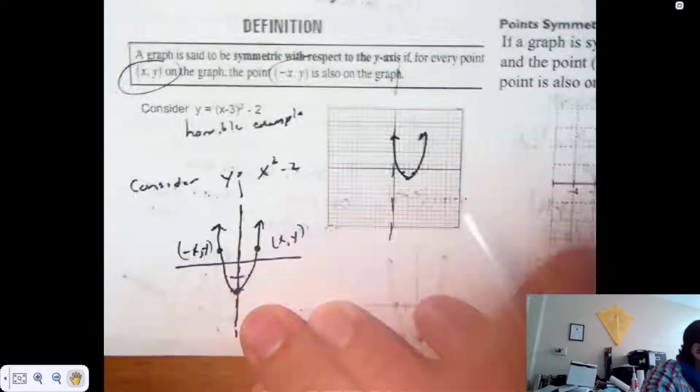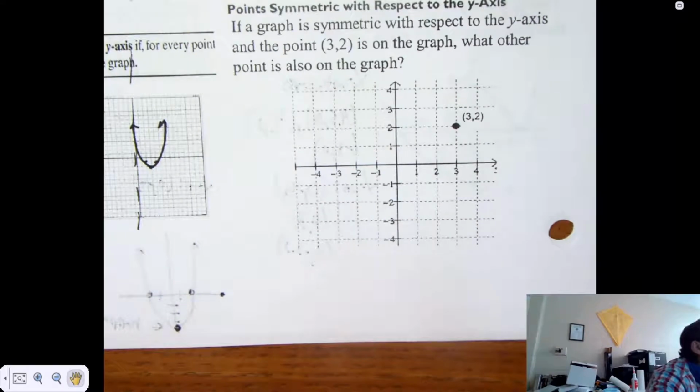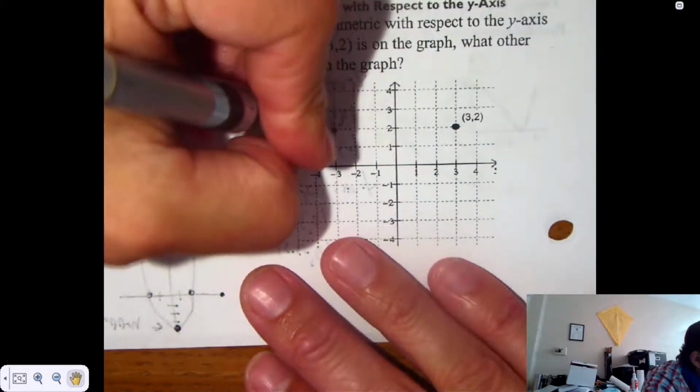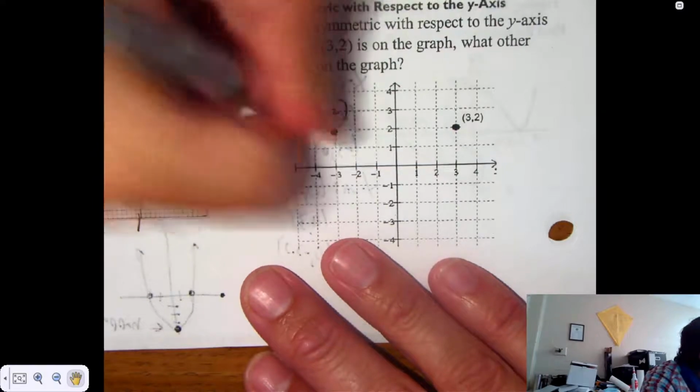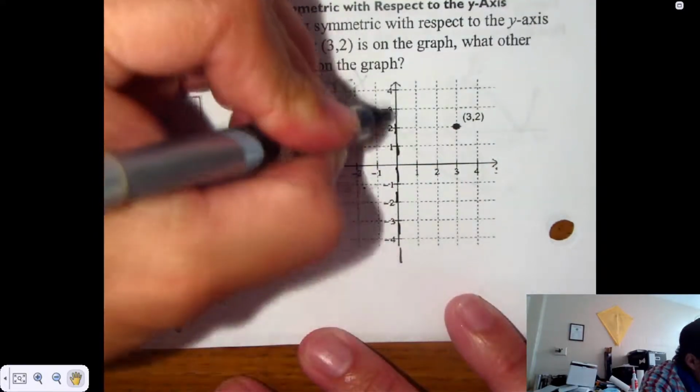So here's our easy example with a point. Consider a graph that has symmetry with respect to the y-axis, and the point 3, 2 is on it. What other point is on it? Yeah, this is Emily's answer from earlier. Got to maintain that distance of 3.